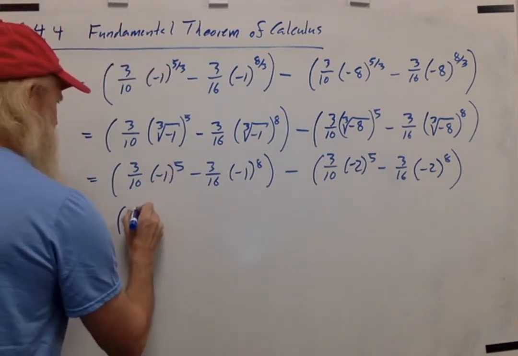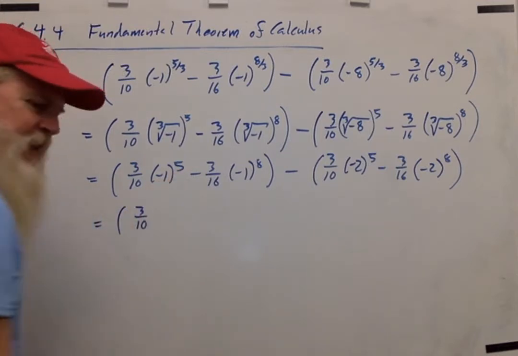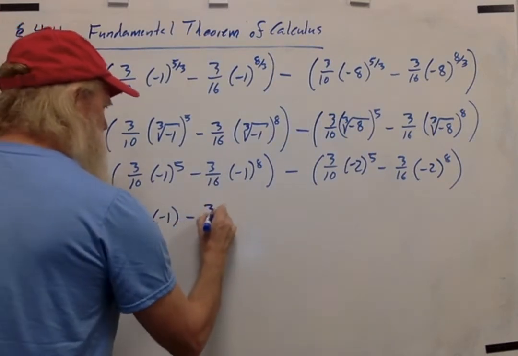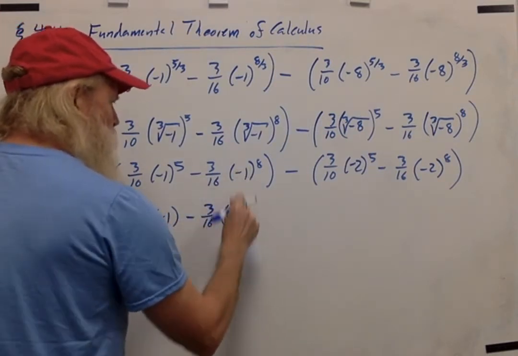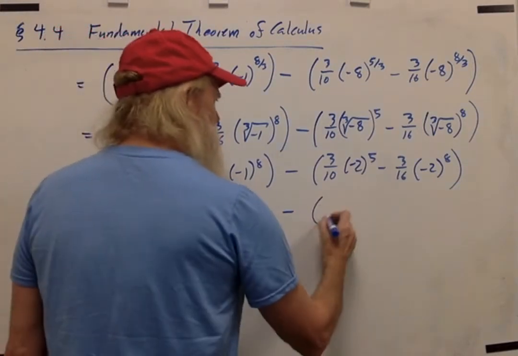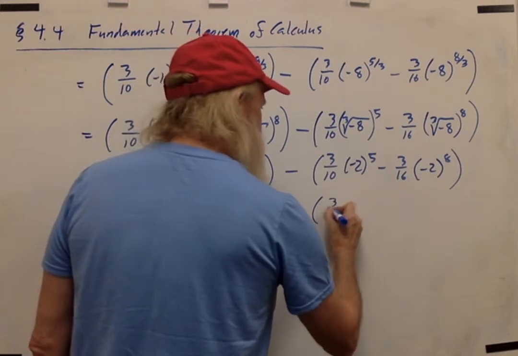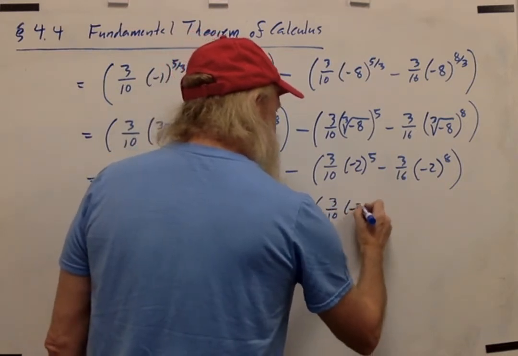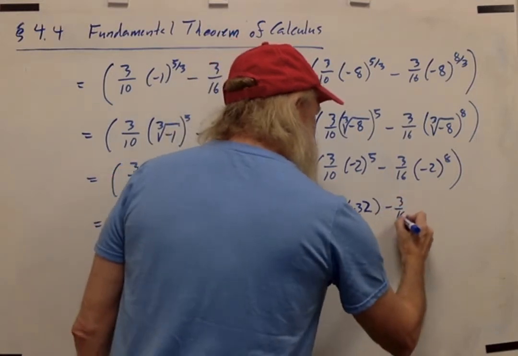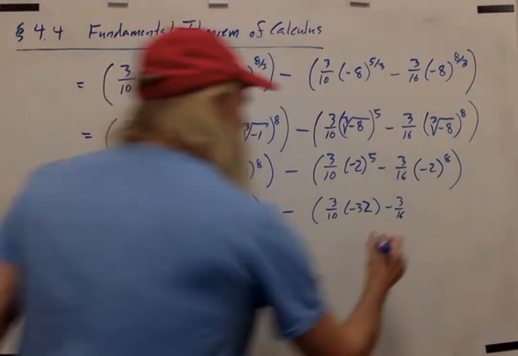Now taking these powers, negative 1 to the 5th is negative 1. Negative 1 to the 8th is positive 1. Negative 2 to the 5th is negative 32. And negative 2 to the 8th is 256.